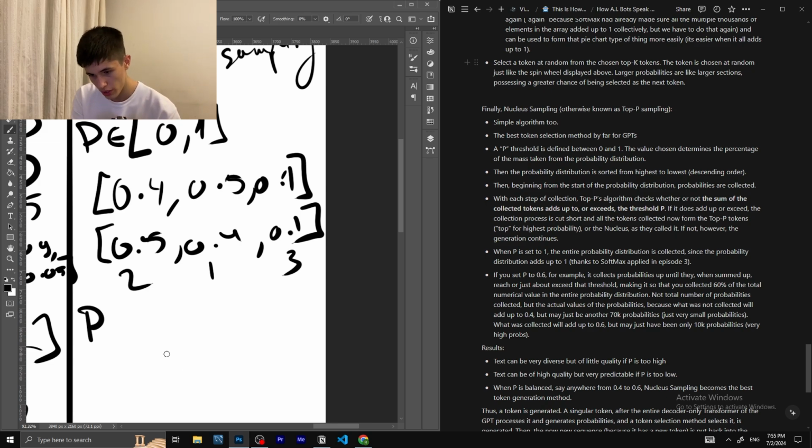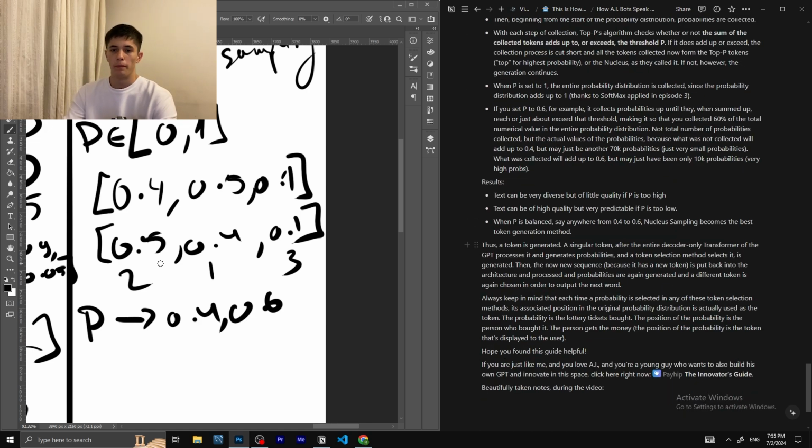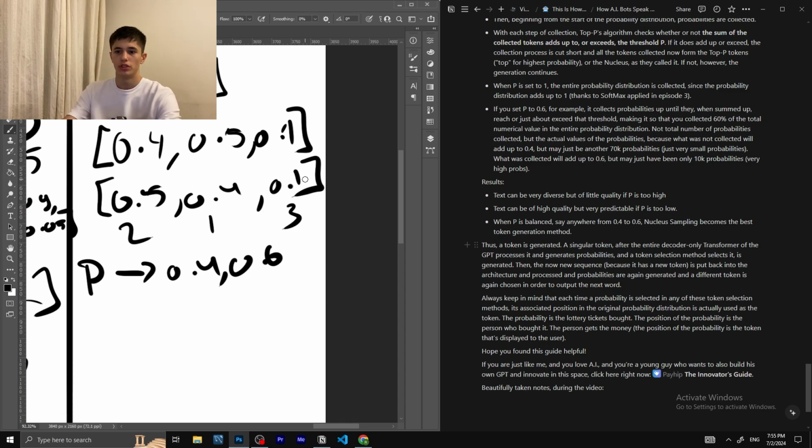So P is essentially a threshold, a parameter that's almost like a temperature, where higher values lead to greater creativity, whereas lower values lead to more quality. And you have to strike the balance between them. The recommended value is between 0.4 and 0.6, but we're getting ahead of ourselves. Let's just look at this. Beginning from this probability distribution, let's define one over here. Let's say it's 0.6. Okay, P threshold is going to be 0.6.